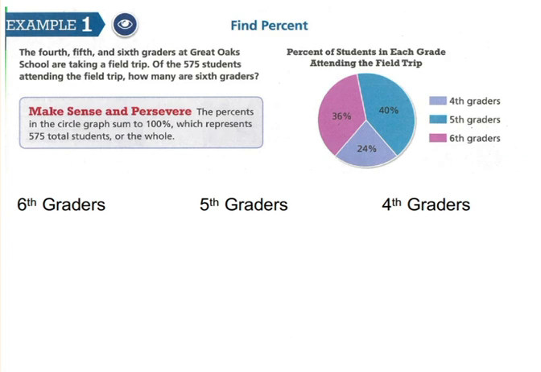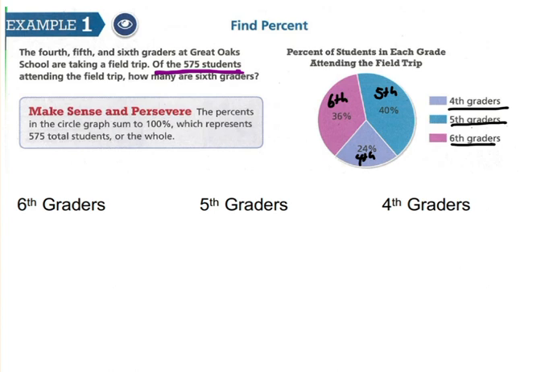And I know it's hard for you guys to read, so you might want to write this part in. 6th grade is this left-hand one, because you can't see the colors there. 5th grade is this right-hand one, and then the 4th grade is going to be this bottom one. Just because you guys can't see the colors as easily, so it's a little easier for you to see it here. So it says the 4th, 5th, and 6th graders at Great Oaks School are making a field trip. Of the 575 students attending the trip, how many are 6th graders?